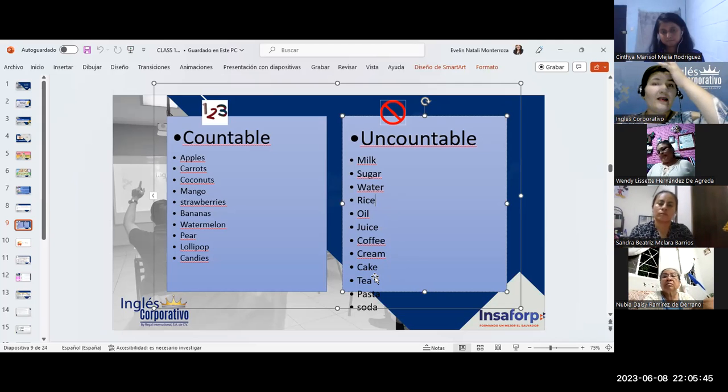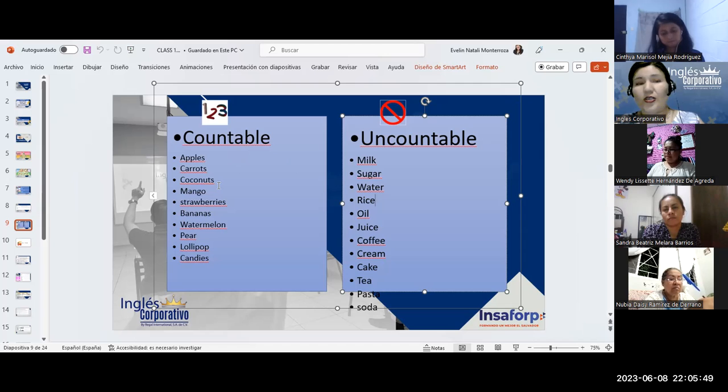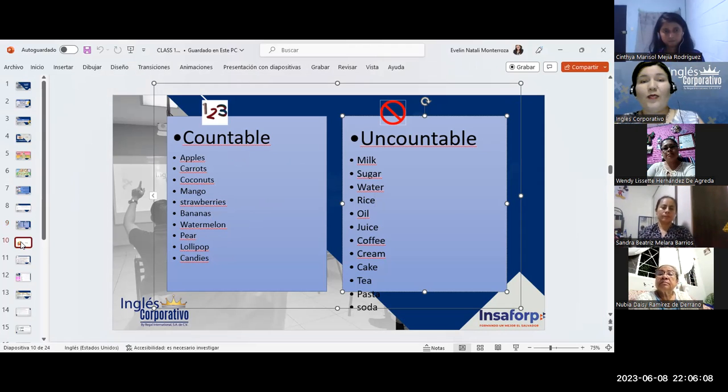And for sure, the countables are the ones that you can make plural. Apples, carrots, coconuts, mangoes, strawberries, bananas, watermelons, pears, lollipops, candies. Those are countables. Los podemos contar. 5 manzanas, 6 manzanas, 6 naranjas. You can count, right?